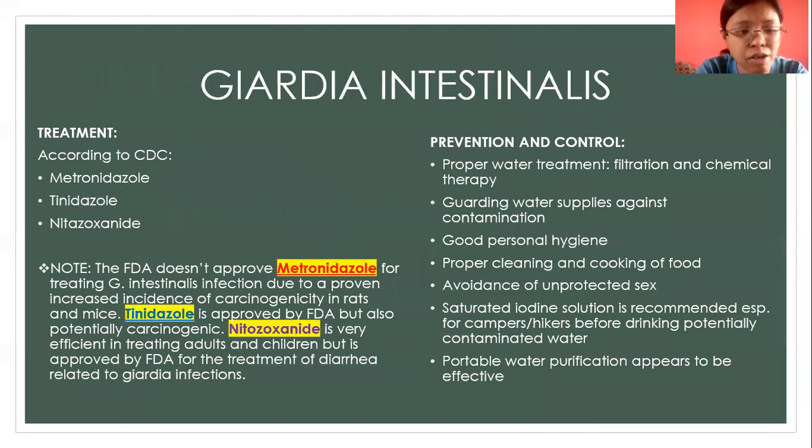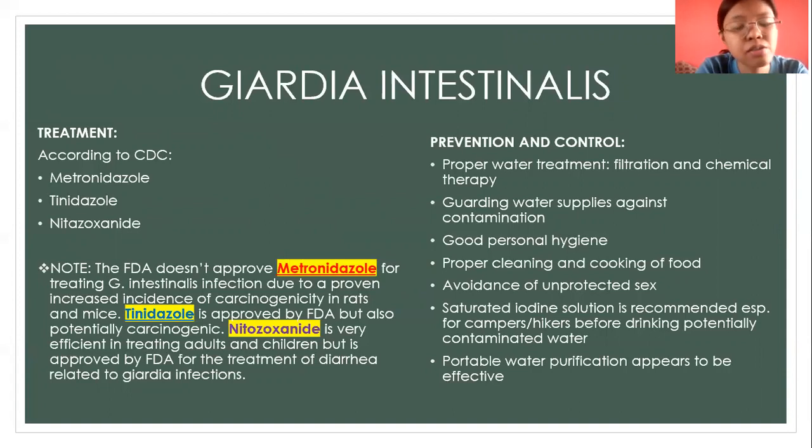So, according to the CDC, meron po tayong tatlong treatment: the metronidazole, tinidazole, and nitazoxanide. Pero, the FDA doesn't approve metronidazole for treating Giardia intestinalis because of proven increased incidence of carcinogenicity in rats and mice, while the tinidazole is approved by FDA but also potentially carcinogenic, while the nitazoxanide is very efficient in treating adults and children and is approved by FDA for the treatment of diarrhea related to Giardia infection. So, yung paggamot po ng Giardia, nakadepende na rin sa prescription ng ating doktor.